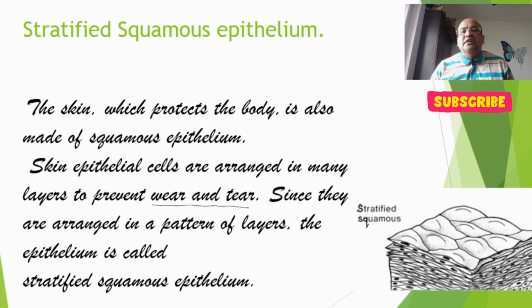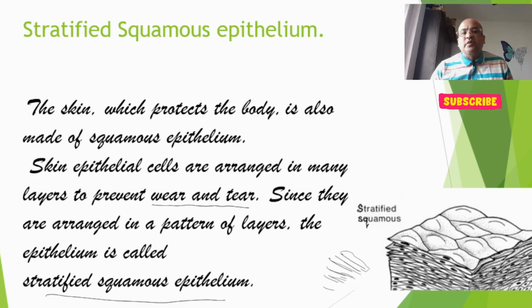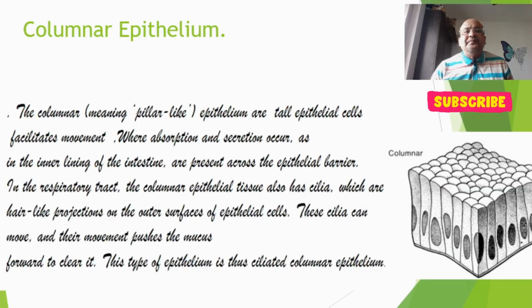Since the cells are arranged in a pattern of layers, the epithelium is called stratified squamous epithelium. The only thing is that these are squamous cells, but they are arranged in layers. That's the reason it is stratified squamous epithelium.